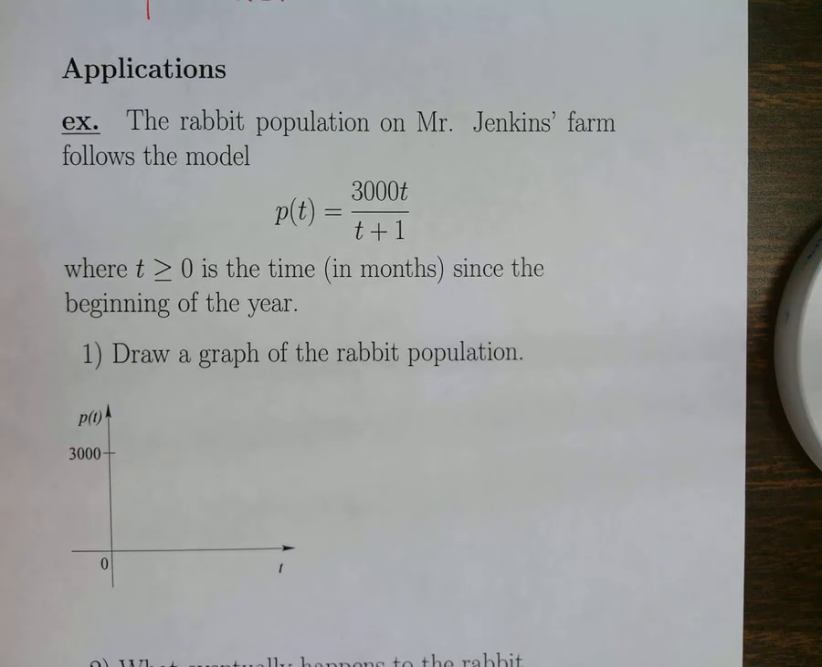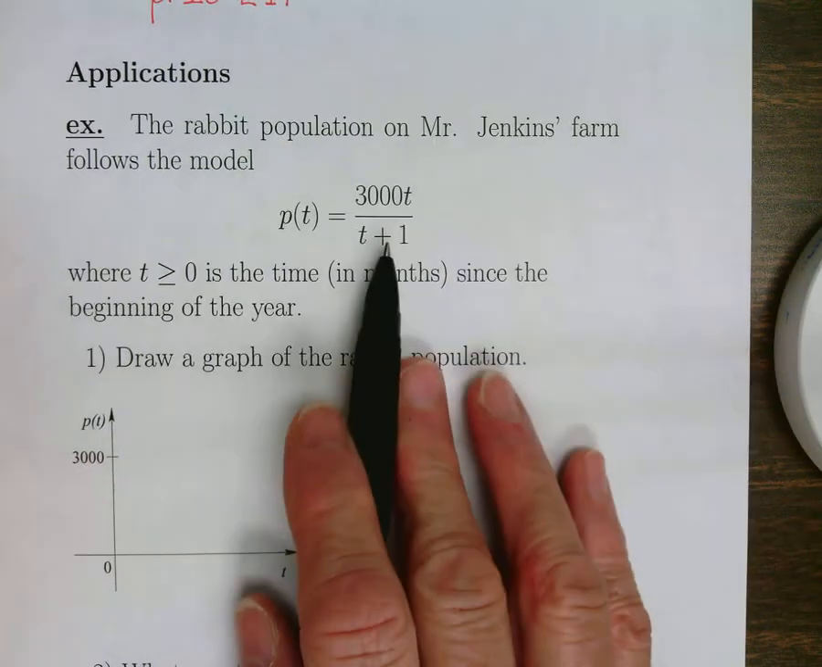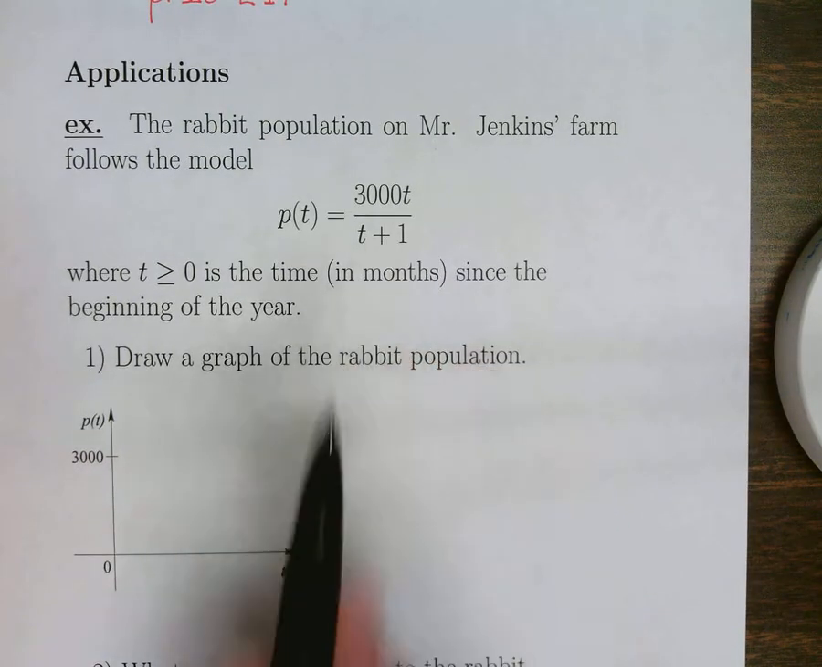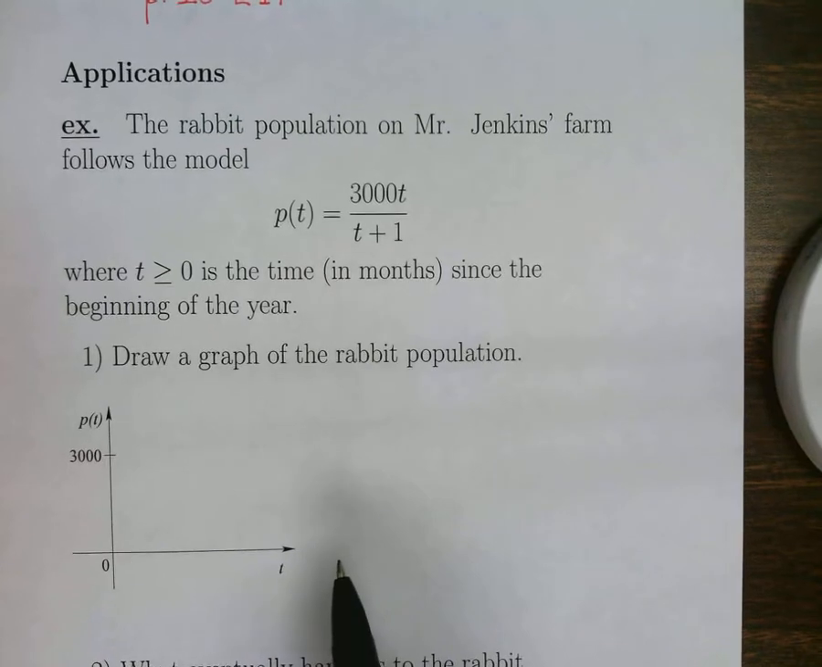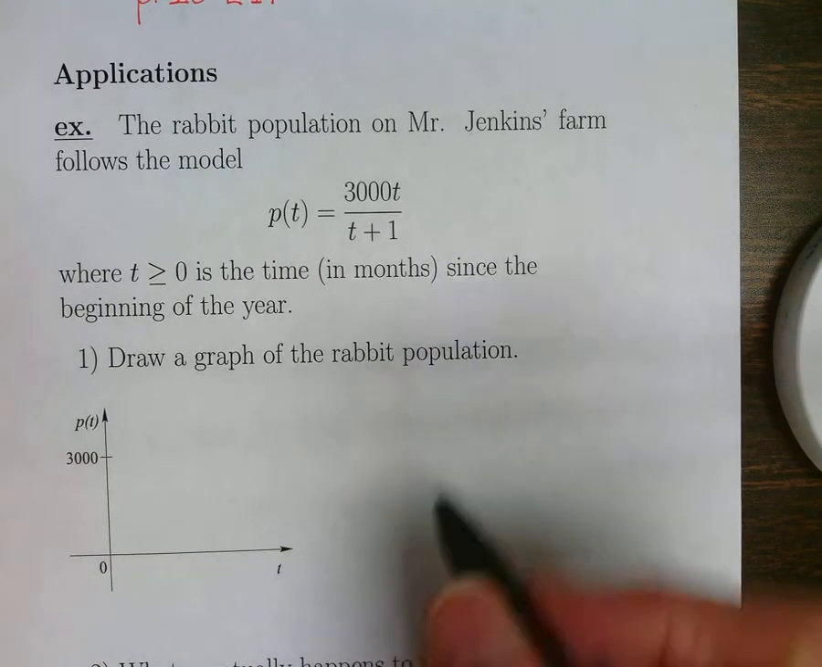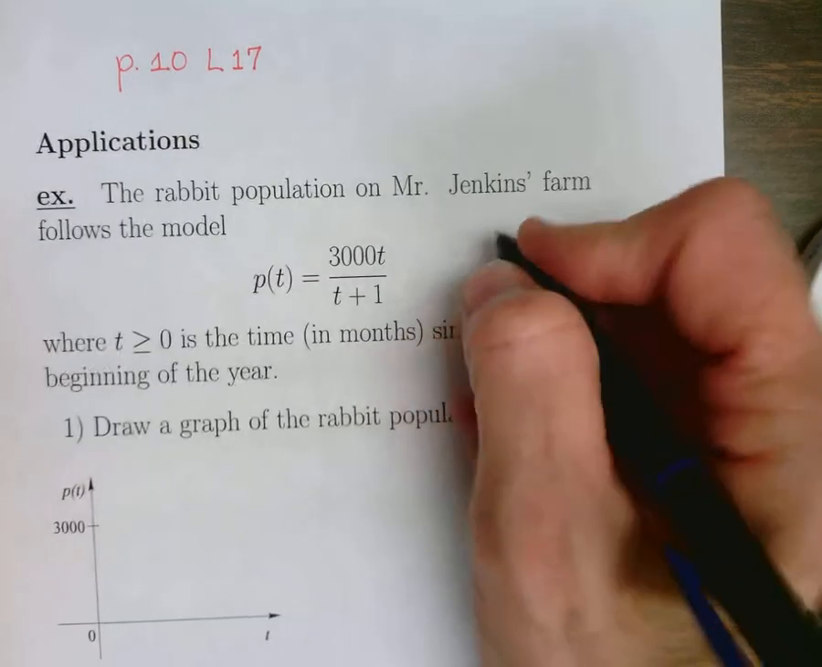Okay, so we have the rabbit population following a certain model, and T is the time in months since the beginning of the year. We'd like to draw a graph of what the population is doing. So what do we do? We look for the basic features just like we've done before. Don't let the T throw you off. We're still applying the same ideas.